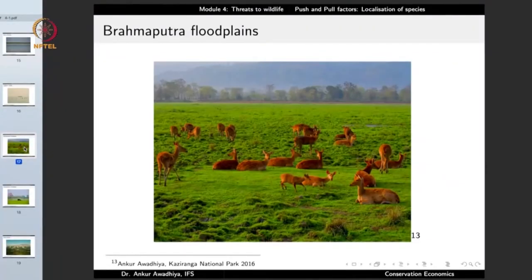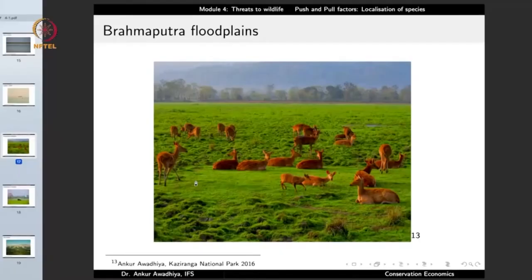Another habitat we have in our country are the floodplains, such as the Brahmaputra floodplains that we are seeing here in the Kaziranga National Park. Now, floodplains are those areas that are near the river. So, when it is the rainy season and the river floods, these areas get completely inundated with water. When that happens, all the plants in these areas, or let us say most of the plants that are there in these areas, get drowned underwater and they die off.